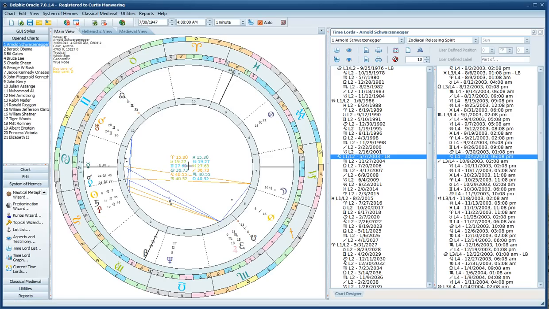So anyway, this has been kind of a summation of the things that you can do, giving an example of Arnold Schwarzenegger's chart.